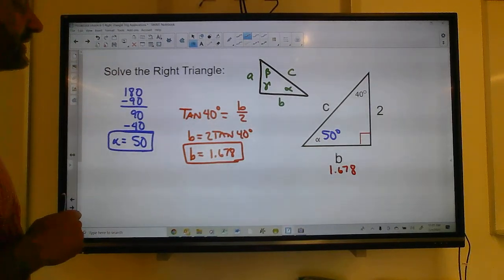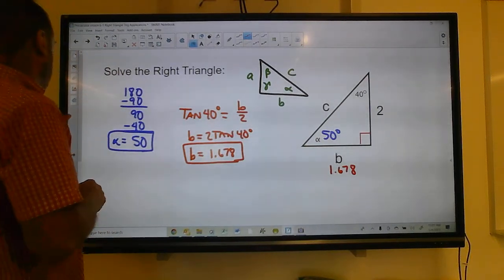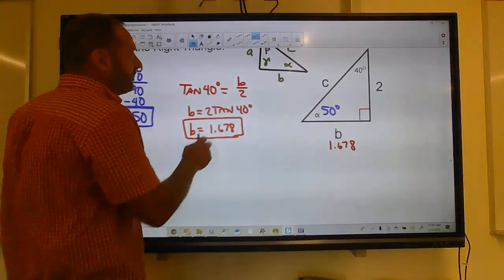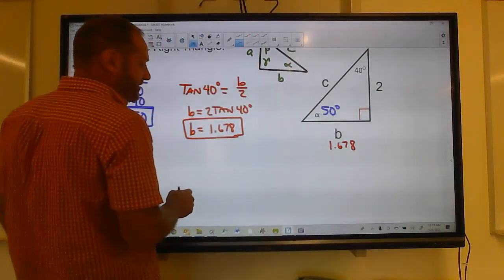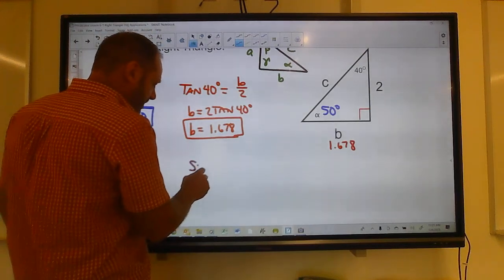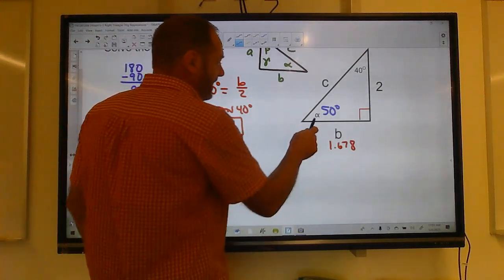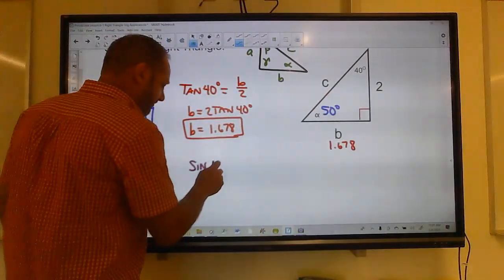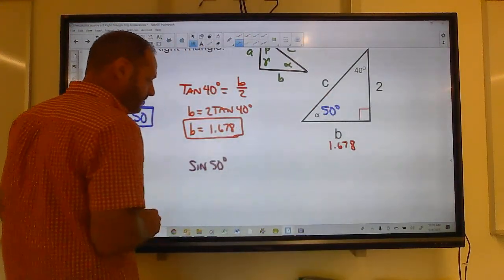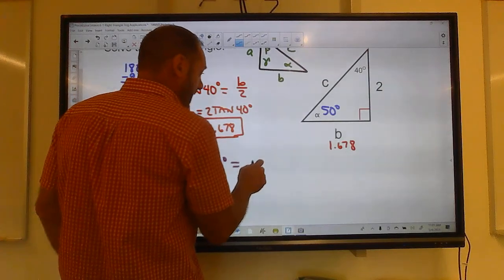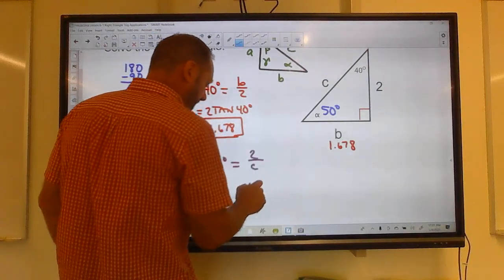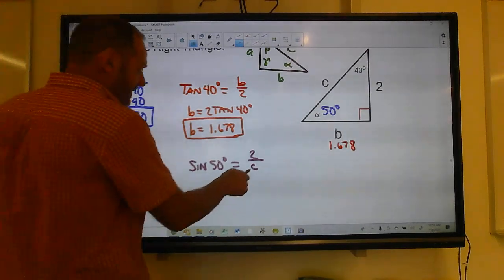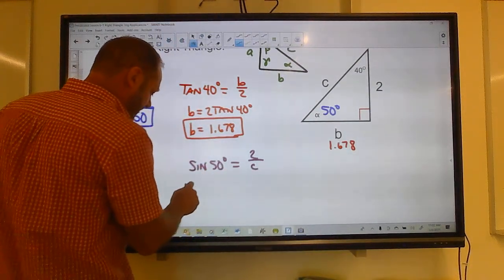So if I wanted to, I could use the sine or I could use the cosine to solve this pretty easily. So I'm going to go ahead and use the sine. So the sine, that means that I need the opposite and the hypotenuse. Well, this is the opposite, and that's the hypotenuse. So the sine of 50 degrees is going to be the opposite, which is 2, over the hypotenuse, which is c. So I'm going to solve for c. c is in the denominator. I'm going to multiply it to the other side.